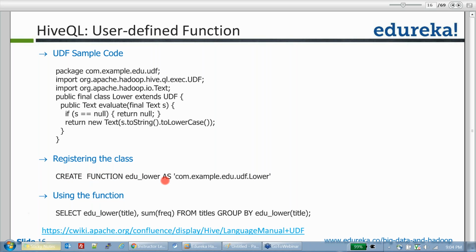I give a function name, and I give the class name of this custom UDF. If you're writing it inside a package, it should be the fully qualified class name. So I'm writing it as com.example.edu.udf.lower. This is how you refer to a particular class in Java. And how will I use it? I've registered my function as edu_lower. I can use it this way: select edu_lower, give a column name, group by edu_lower, give a column name. So this is how you use a UDF.